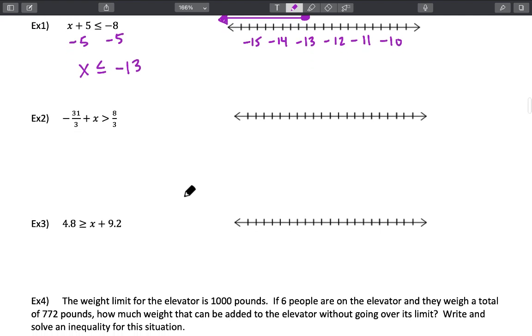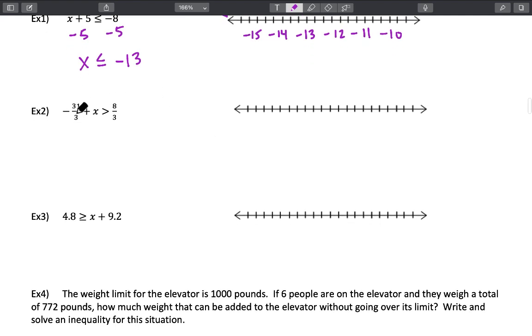Example 2, we have another inequality here with a little bit of a fraction. We've got -31/3 plus x is greater than 8/3. So we're going to add 31/3 to both sides of that inequality sign in order to remove that and isolate the variable x. So now we have x is greater than 8/3 plus 31/3. Since they already have the common denominator, we're going to add the numerators, and that gives us 39/3. Now we should always reduce our fractions as best we can. That means x is greater than 13.